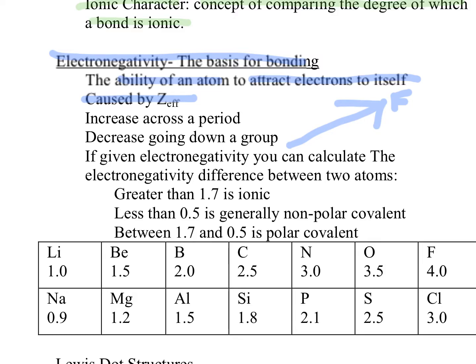Now, if and only if you are given the electronegativities, you can calculate the electronegativity difference between the two. If it's greater than 1.7, it's ionic. If it's between 1.7 and 0.5, it's polar covalent. If it's less than 0.5, it is generally nonpolar covalent. There are some that are like 0.3 and some that are 0.6, but generally around 0.5 is when we start looking at nonpolar. The one that you really need to know with a nonpolar is that C to H is always nonpolar.